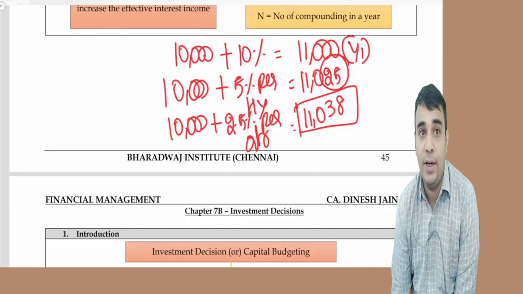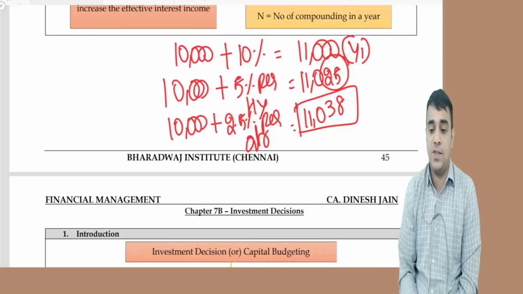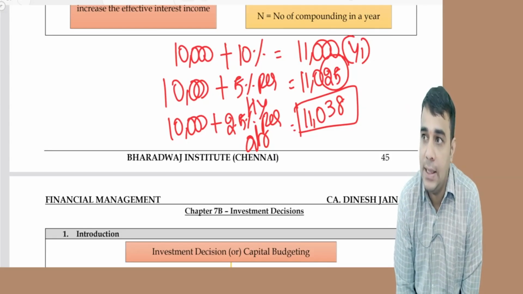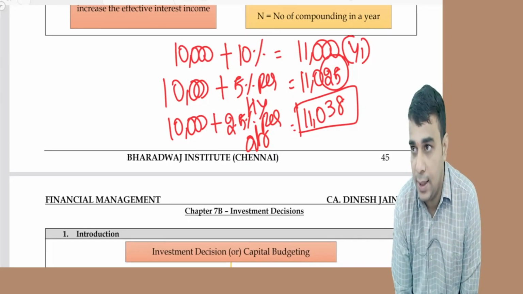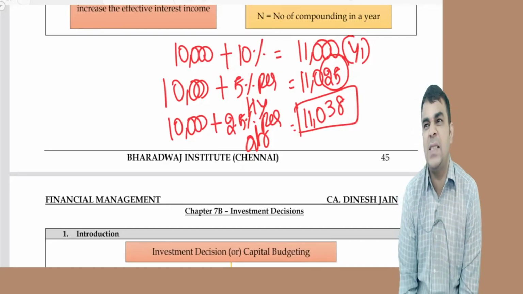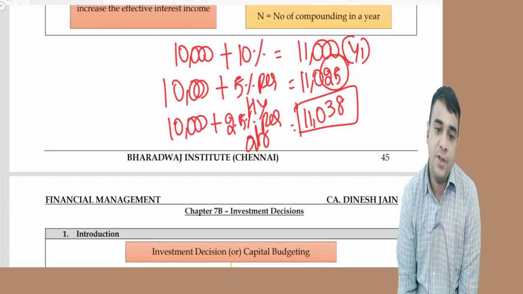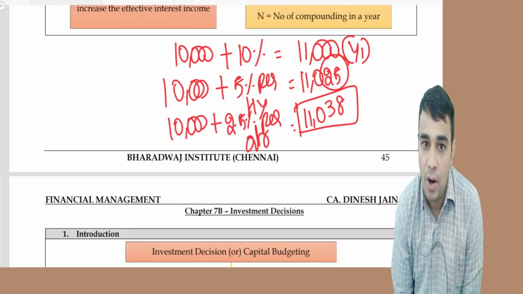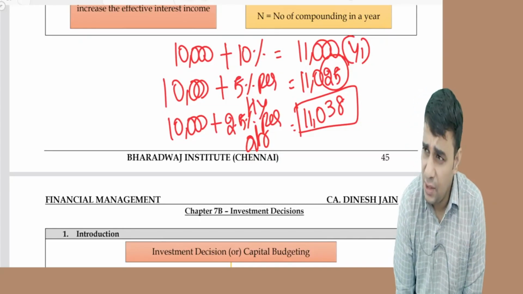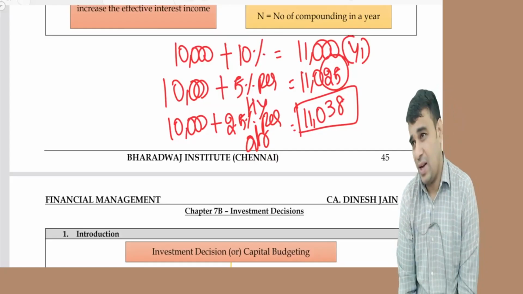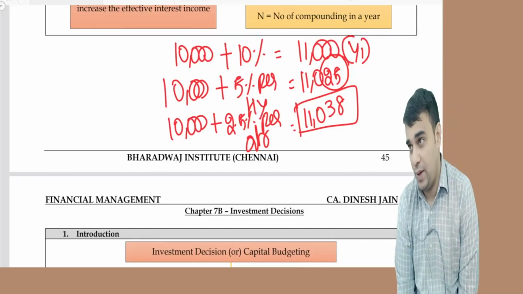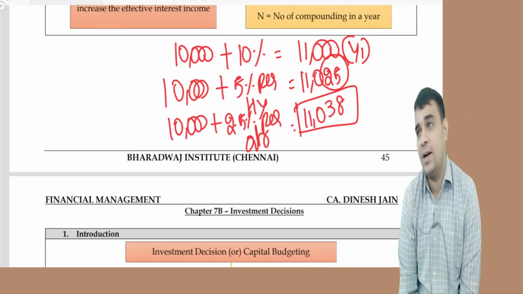You can't say that 9.8 is bad or 10 is good, because if it's compounded quarterly, I will get interest on interest on interest on interest. So there is obviously a bigger benefit when you have interest on interest. So we started with 10%, got 11,000. Then we did 5%, we got 11,025. Then we did 2.5%, we got 11,038.